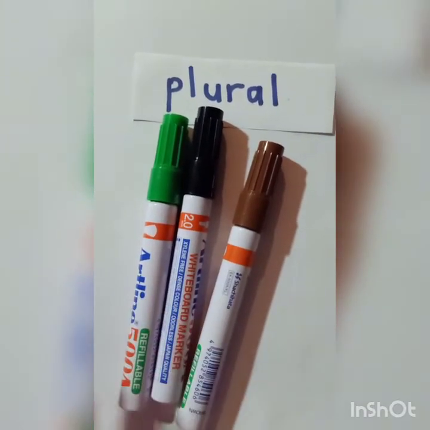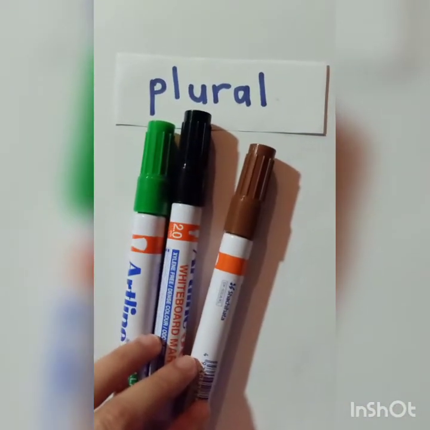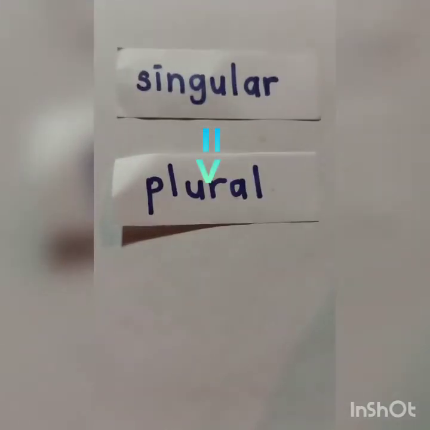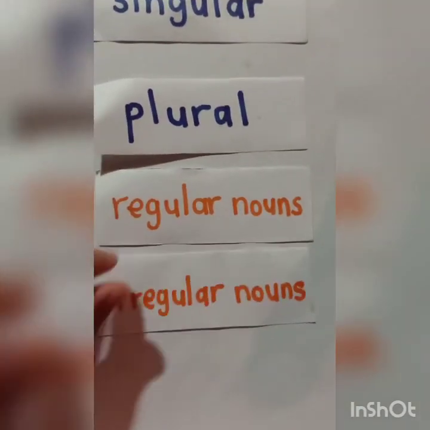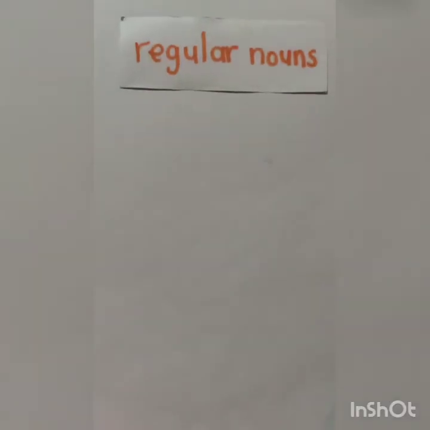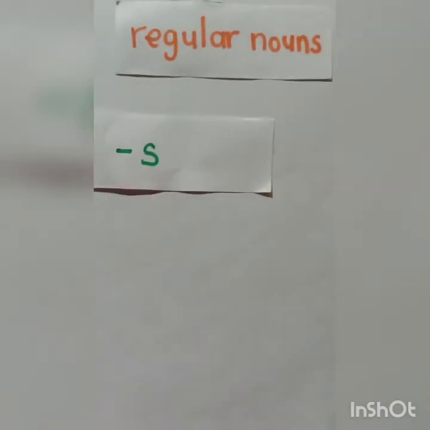So usually if we want to change from singular to plural, we will add s at the end of the noun. Right. In order to change singular nouns to plural nouns, we have to learn about regular nouns and irregular nouns. Right, these are the rules for plurals of regular nouns. Usually the general rule is we have to add s at the end.